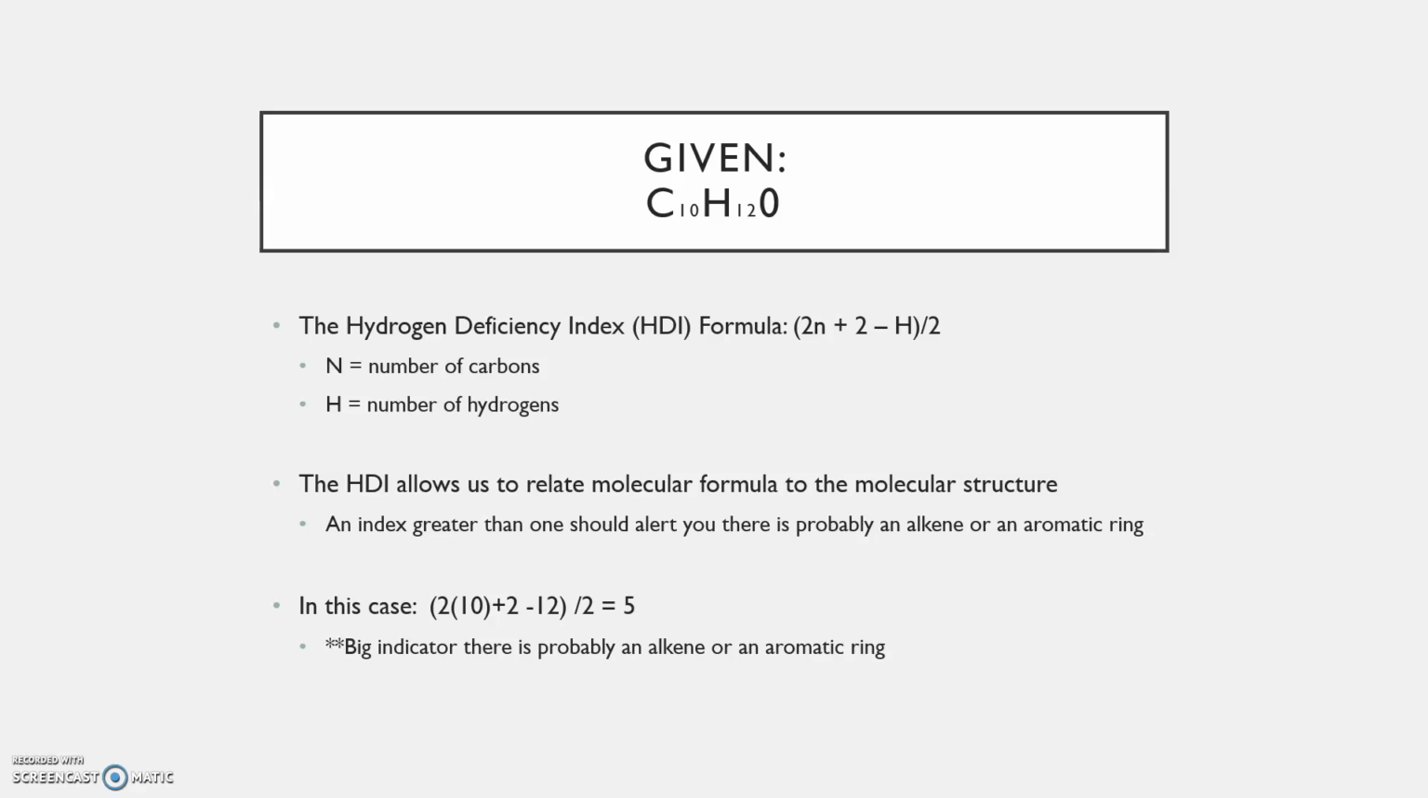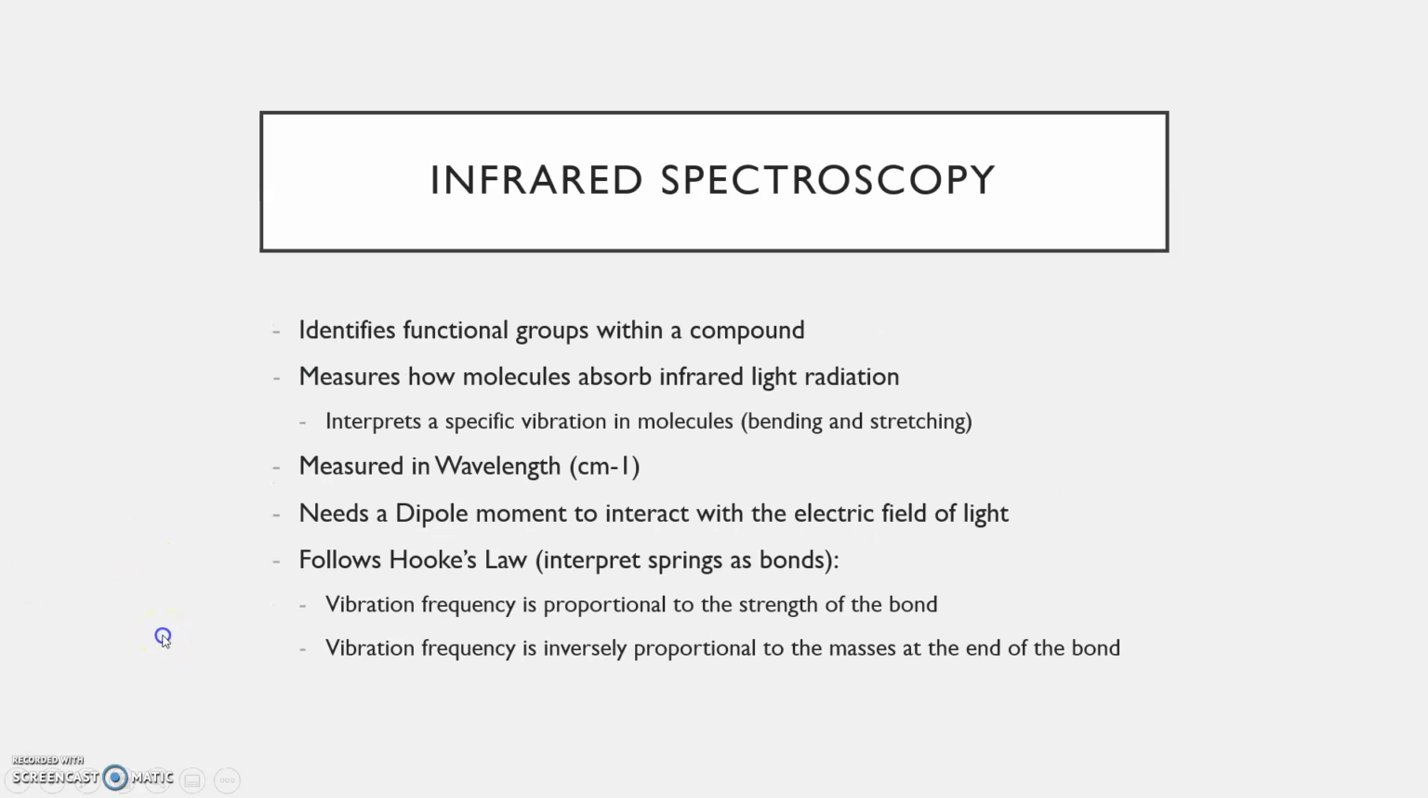This indicates an alkene or an aromatic ring. The reason behind it is that an aromatic ring or alkene would take the space of a potential hydrogen that could have been there if it was a fully saturated compound. In this case, I had an HDI of 5, which is a huge indicator that there is probably an alkene or an aromatic ring. Because it's a 5, I would assume an aromatic ring, so I will keep that in mind as we keep going.